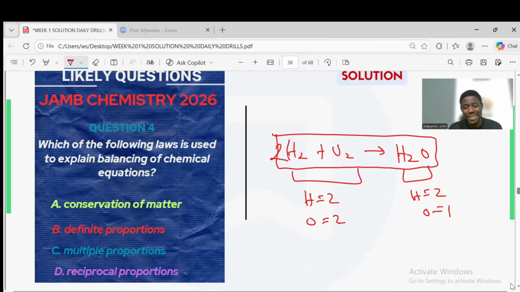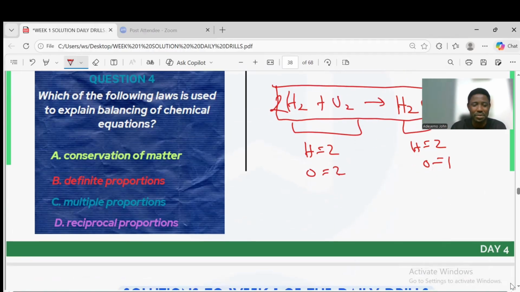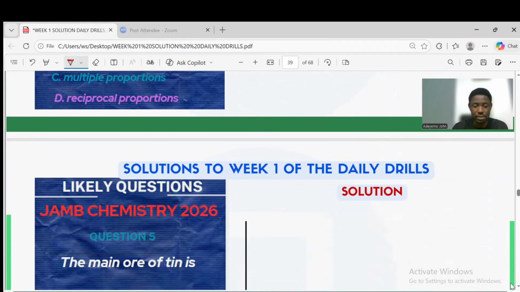So which of them states that atoms can neither be created nor destroyed? That is the conservation of matter. Remember, definite proportion, we treated it some days ago.